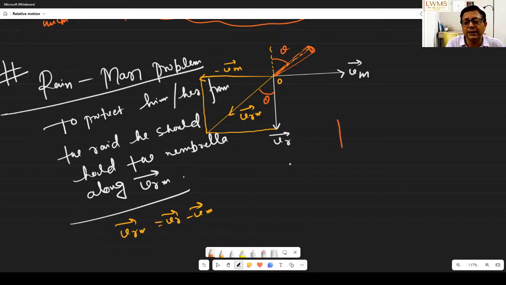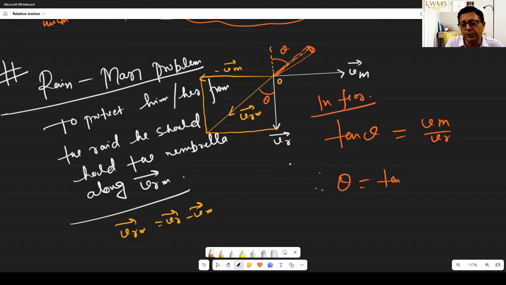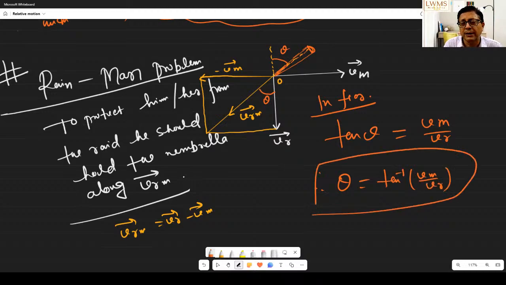In this vector triangle in the figure, tan theta will be what? This is perpendicular and this is base. Simple. VM by VR. No negative positive. Therefore, theta equal to what? This I told you last session. Shift tan and then put this thing inside. You will get the angle. Clear? This is one way.